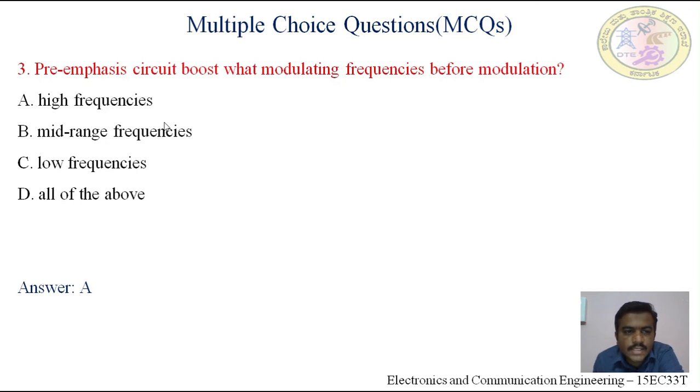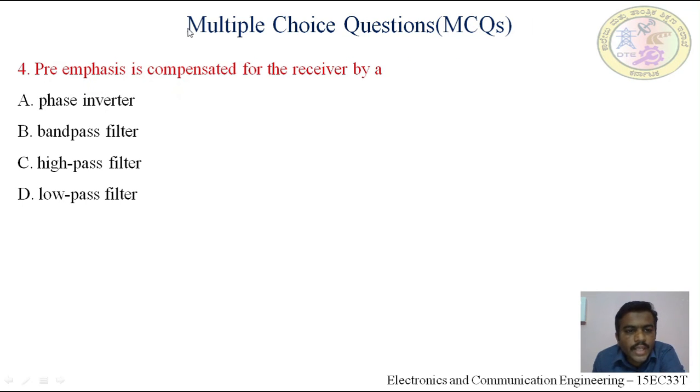High frequencies. Fourth question. Pre-emphasis is compensated in the receiver by: options A. Phase inverter, B. Band pass filter, C. High pass filter, D. Low pass filter. The effect of pre-emphasis is compensated in the receiver by using the de-emphasis circuit. The de-emphasis circuit is constructed using a low-pass filter circuit. The answer for this question is D.